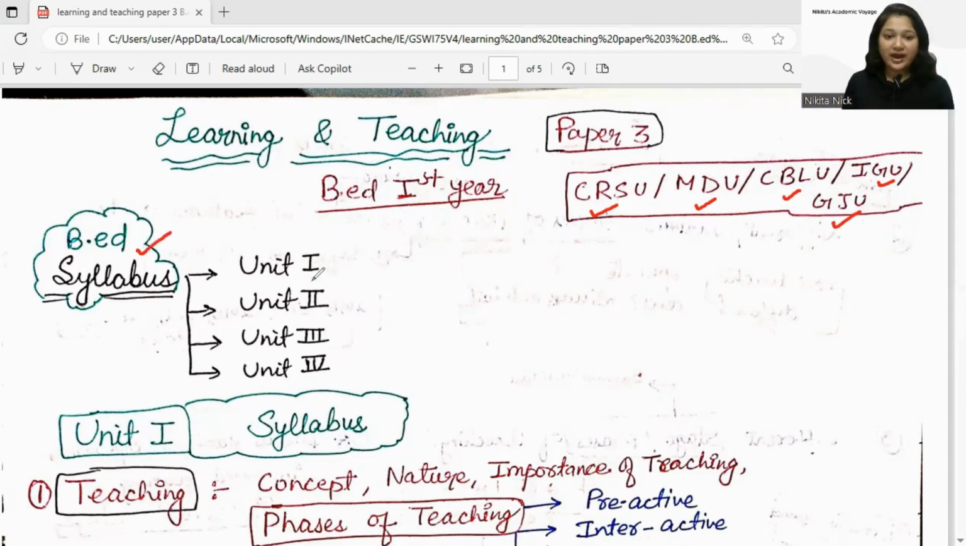So in B.Ed syllabus, we have 4 topics like Unit 1, Unit 2, Unit 3, and Unit 4. And among them, you're getting 2 questions from all.